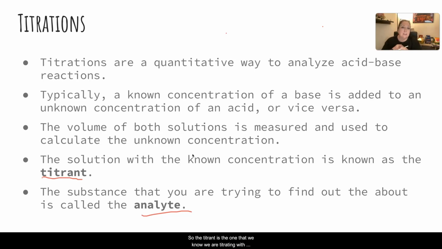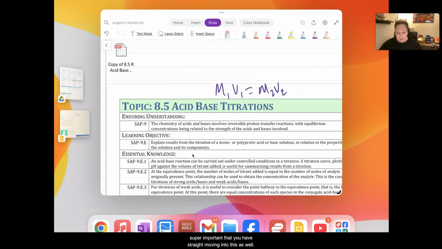All right, so the titrant is the one that we know. We are titrating with it because we know its concentration, and then we can do some math later. And the analyte is the one we are going to analyze, and analyze means that is discussing how we're going to figure out what it is. We're going to analyze it. And so those are some vocabulary words that are super important that you have straight moving into this as well.